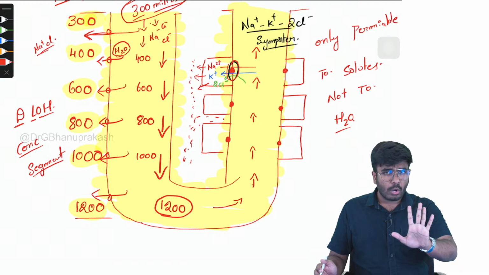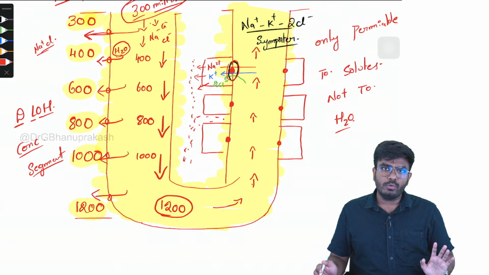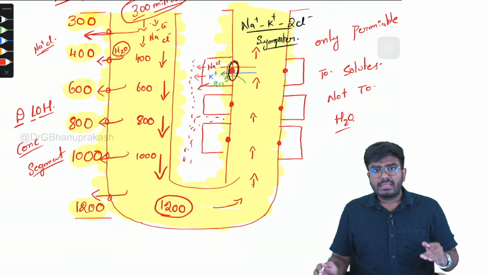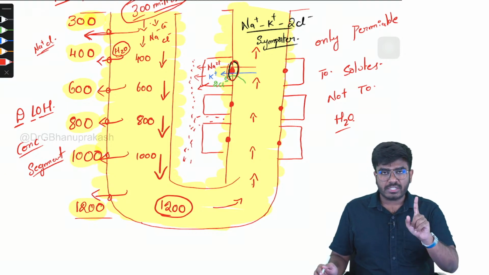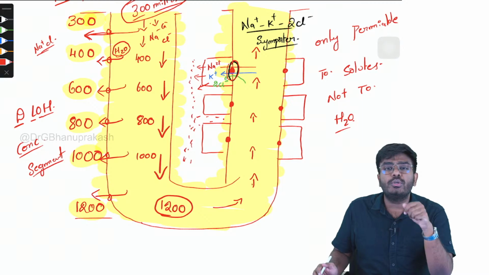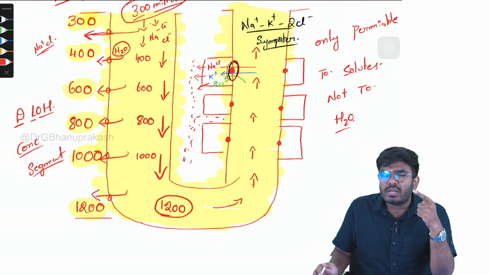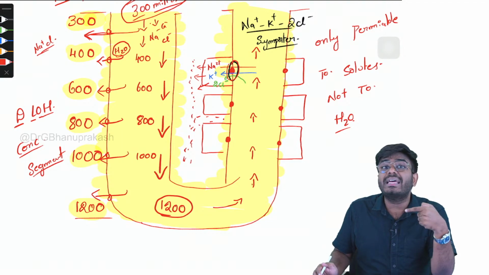Completed. Now, the second important point which you need to understand here is the ascending limb of loop of Henle. I am asking you a question. Ascending limb of loop of Henle, is it concentrating the urine or is it diluting the urine? You just tell me. I am asking.